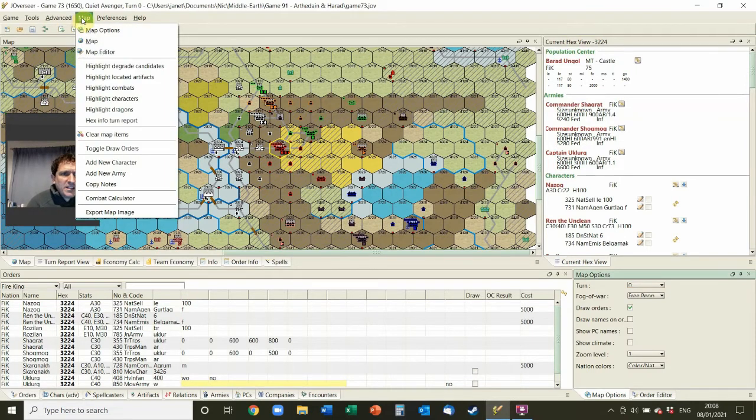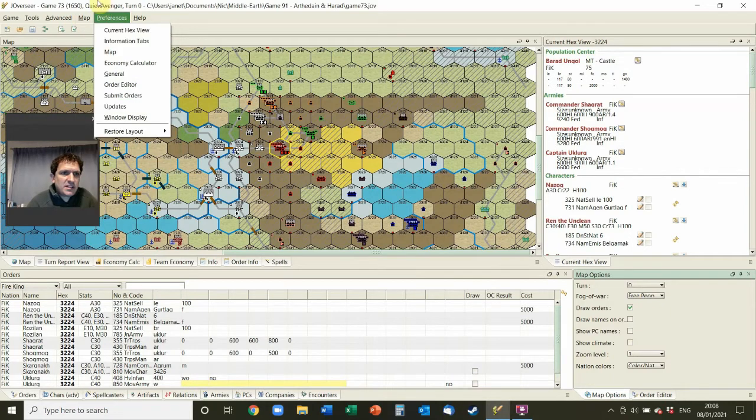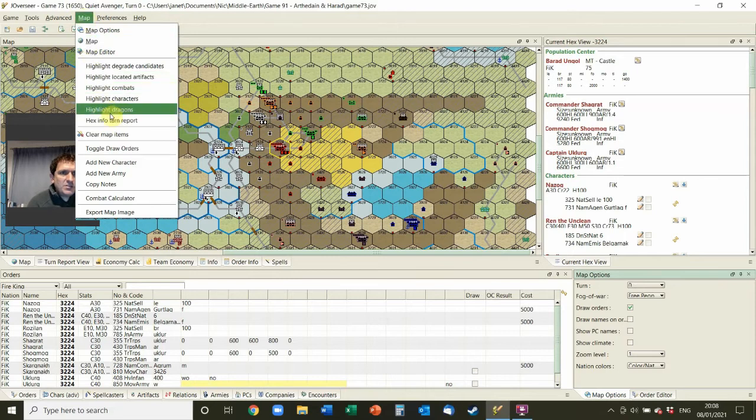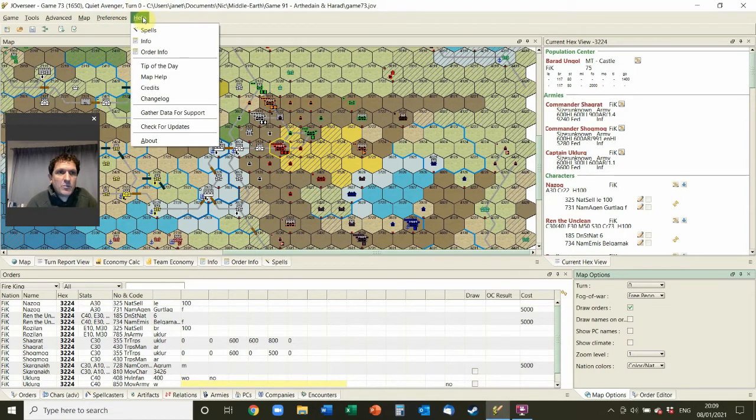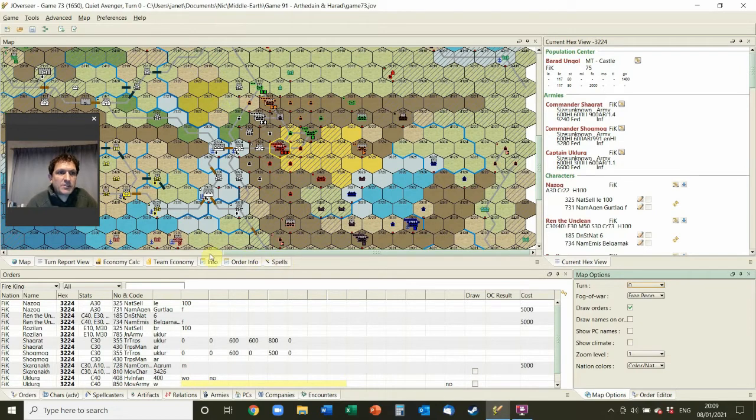Map objects here, you can have a fiddle around with some of these. I use clear map items the most. A lot of it is just setting it up so how it looks. You can do some things so certain things get highlighted on the map if you're looking for them. Preferences, I don't play with these a huge amount apart from restore layout for when I click the wrong thing. But again, you can use these if you're comfortable with computers, just for fiddling around with the exact preferences and how they work. And then a mixture of things on help, including extra information on orders, spells and so forth, which we came across in the tabs.